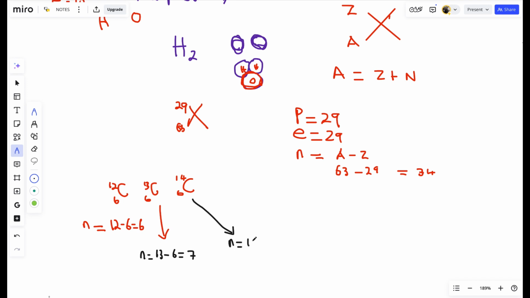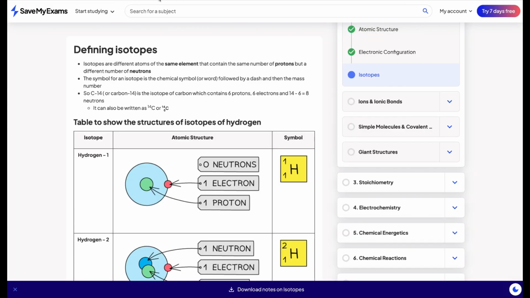Here will be 14. Here will be 14 minus 6, which gives us a number of neutrons of 8. So you can see that for each of them, the neutron number is not the same. Here the neutron is 6. Here the neutron is 7. Here the neutron is 8. So such elements, we call them isotopes: elements that have the same atomic number, but different mass numbers.